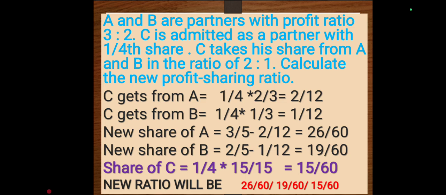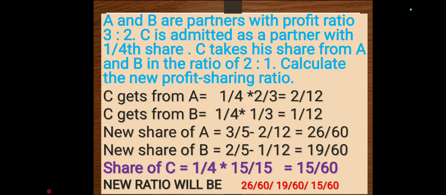which equals 2/12. So A is going to give 2/12 to Mr. C, and for the new ratio of A, he has 3/5 as his old share, and he is giving 2/12 to Mr. C. So his remaining share is 26/60, which is A's new share. In this way we will calculate B's new share.